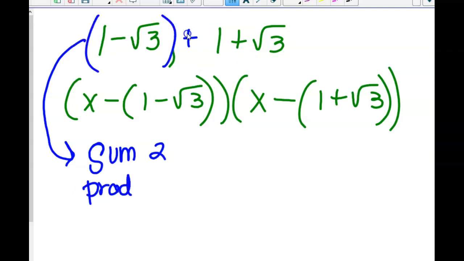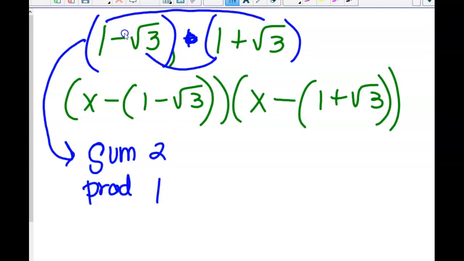But if I multiply that times this, I get 1. In here and here, because they're opposites, they're going to disappear, right? Positive 1 square root of 3 minus 1 square root of 3. And at the back, what is the product of negative square root of 3 times positive square root of 3? Everybody good? So the product turned out to be? Yes?